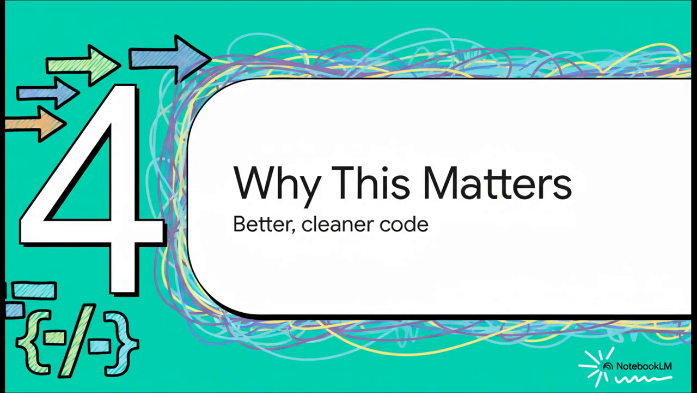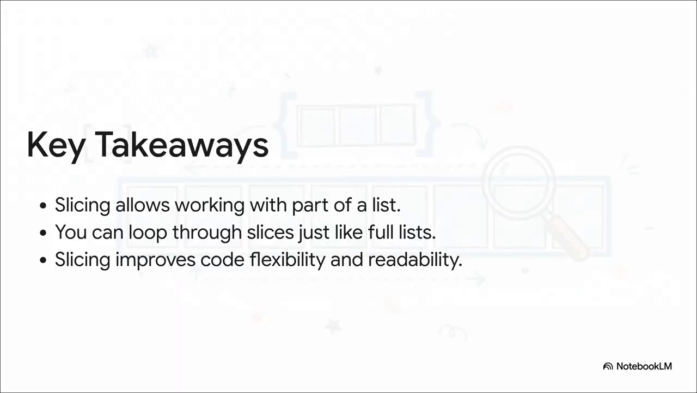So we've seen how to do all this, which is great, but let's just take a quick step back and understand why this is such a valuable tool to have in your programming toolkit. So what's the big takeaway here? Well, it all comes down to precision. Slicing lets you work with just the data you need when you need it. This makes your code more flexible and honestly, way easier for you and other people to read. You're clearly stating, hey, I only care about this specific part of the list.